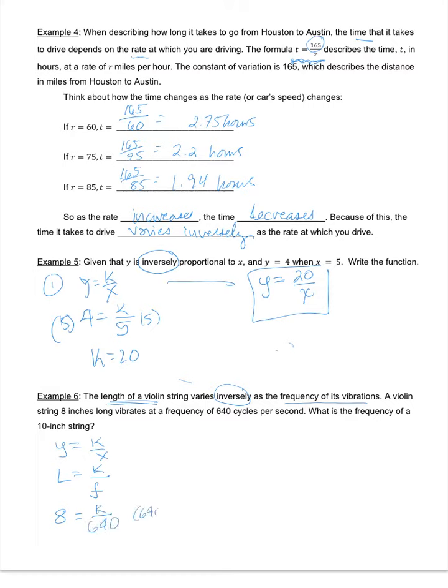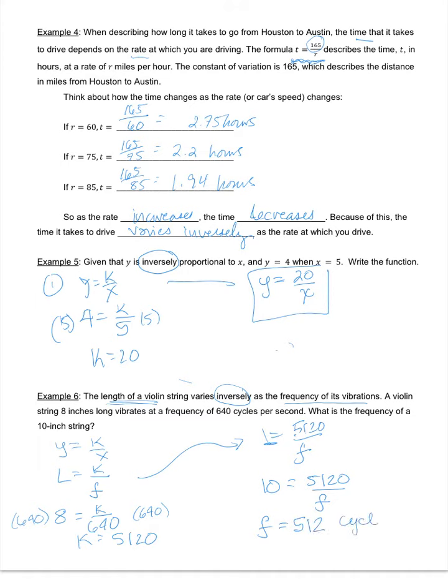So if I multiply both sides by 640, I can solve for k, and k is going to equal 5,120. So now I can rewrite my equation for this problem. Length equals 5,120, which is k, over my frequency. I can substitute in the length to be 10 inches that is given, and I can solve for the corresponding frequency. So the frequency for a 10-inch string is 512 cycles per second.